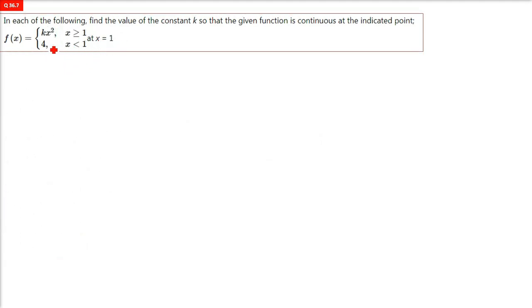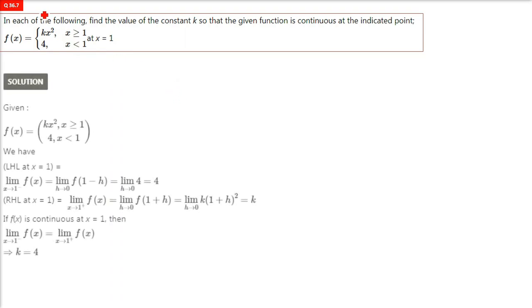Now let us check this at 1. It is kx square and 4. Now LHL and RHL you can do. But I think that direct application of the limit can also give you this solution, because k into 1 square, k is directly 4, I can see that. But for x equals 1, let us go the actual way. At x is equal to 1, if you go forward, it is kx square. If you move backward, it is going to be 4.